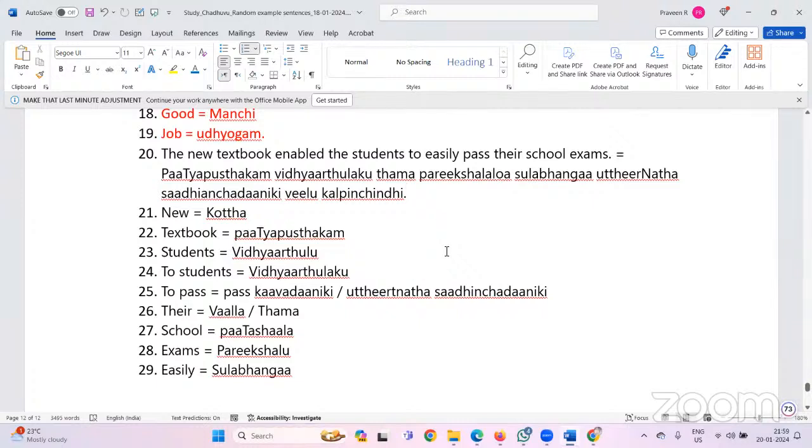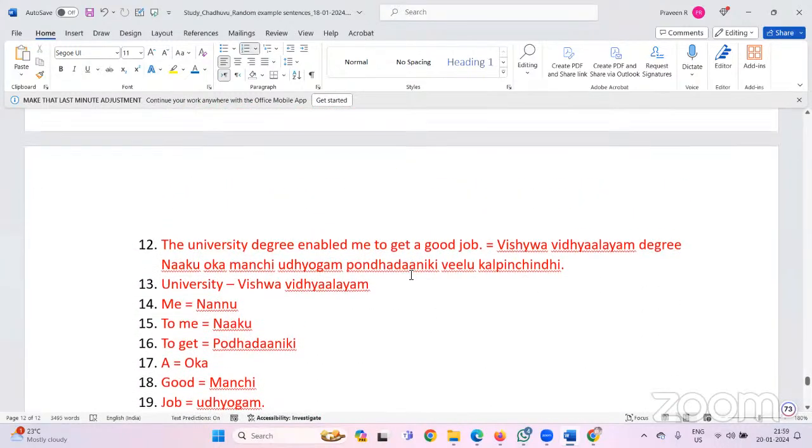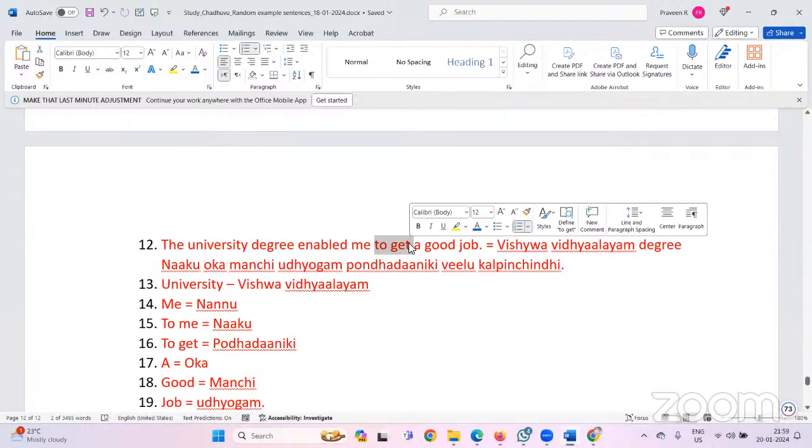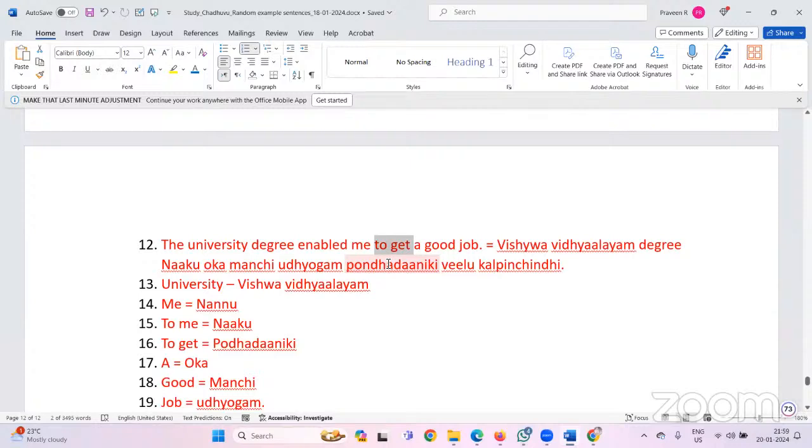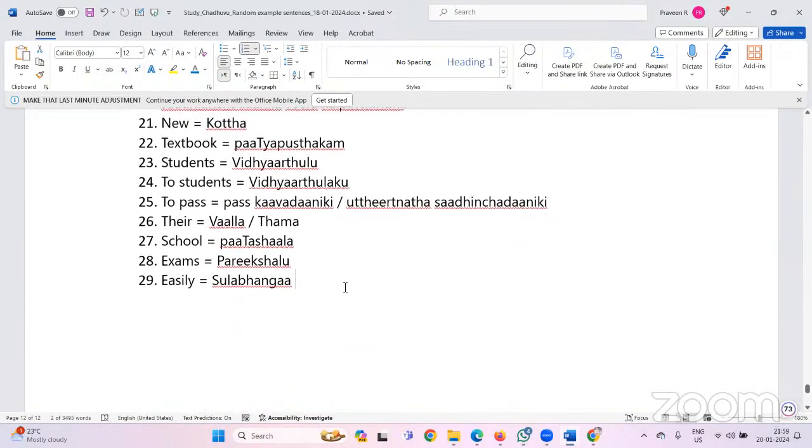Let's move to the simple pattern from the same sentence. The next one is enabled me. Okay, this already we discussed. To get, this is very simple, like pondadaniki. So here we use pondadaniki. Very simple pattern. Whenever you have this structure, for example, to plus V1, let's discuss this one.